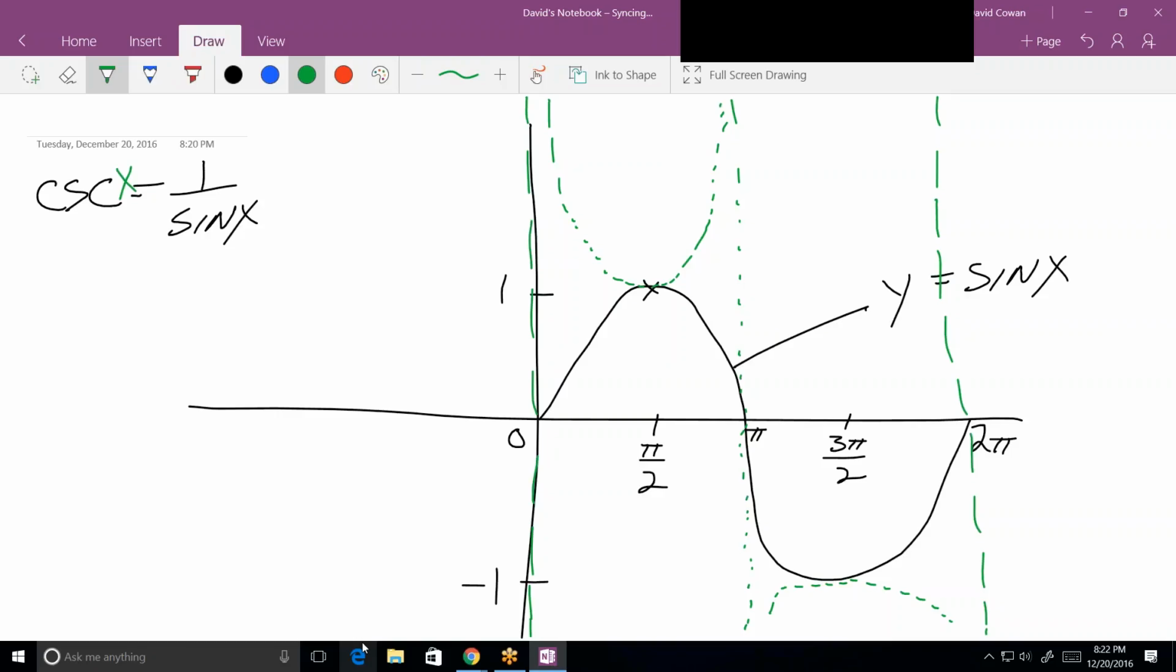But the thing to really, really remember is that when the sine is equal to 1, the cosecant has to be equal to 1. When the sine is equal to -1, the cosecant has to be equal to -1. Remember, the only reciprocals that are equal to themselves are 1 and -1. That's all 6 trig functions.